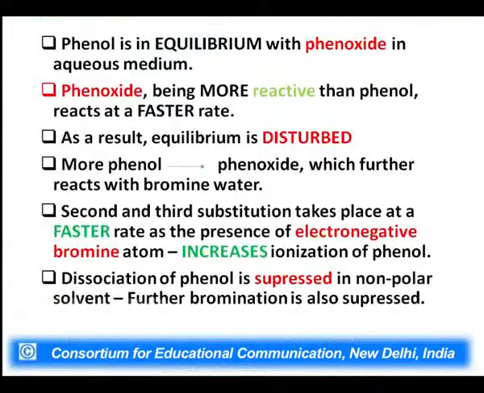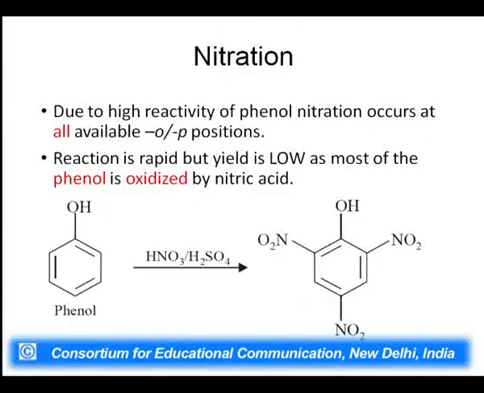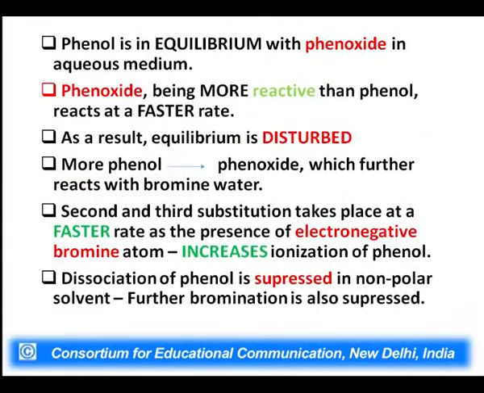reacts further with bromine. Then what we find is, after monobromination has taken place, the second substitution and the third substitution take place at a faster rate because of the presence of the more electronegative bromine atom, which increases the ionization of phenol and the reaction takes place easily. Whereas, when we do the reaction in presence of CS2, the ionization of phenol is suppressed and what we get is only ortho and para bromophenols.